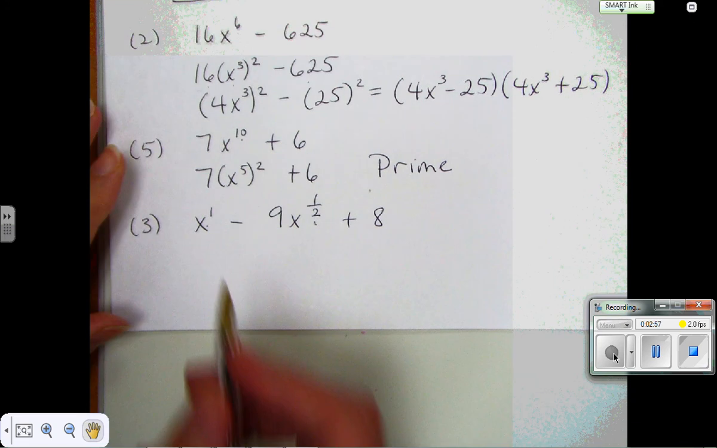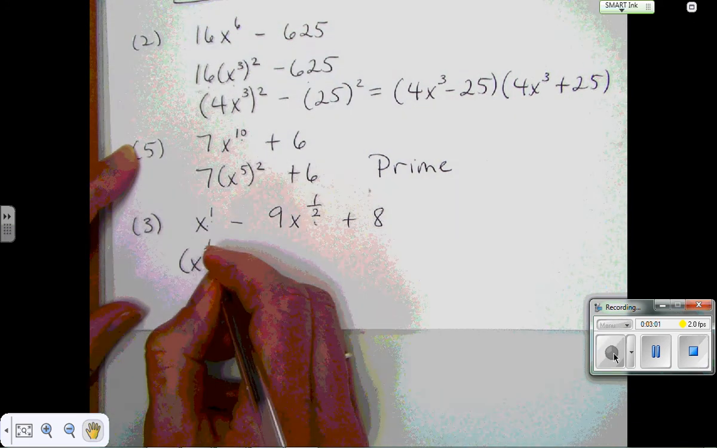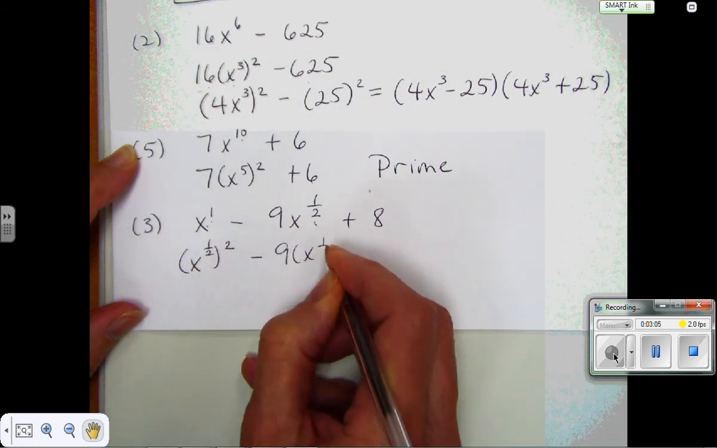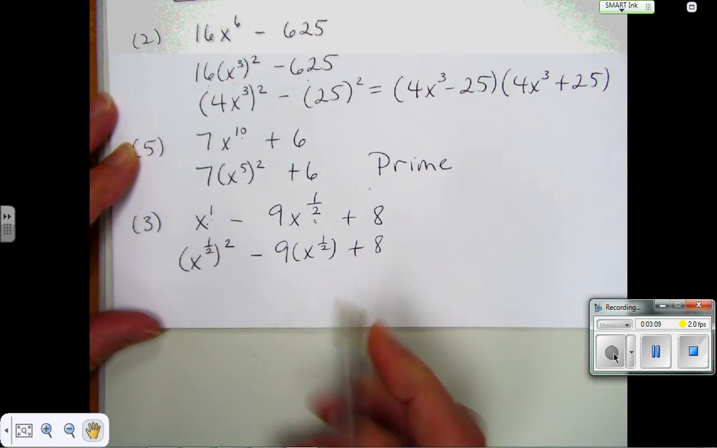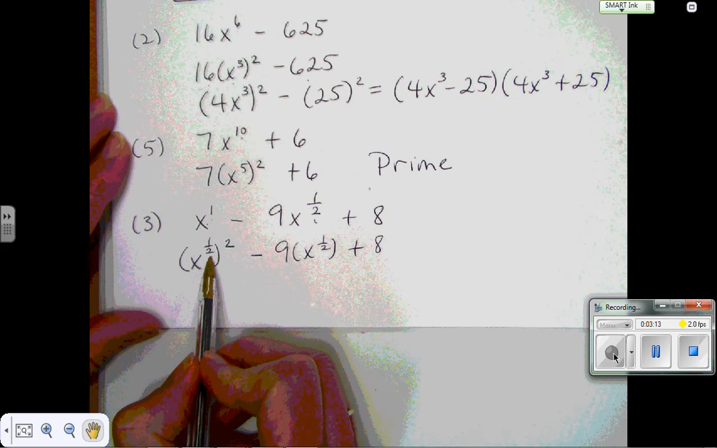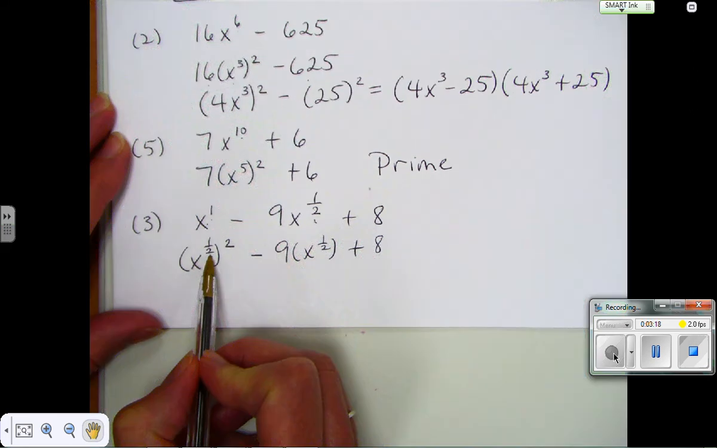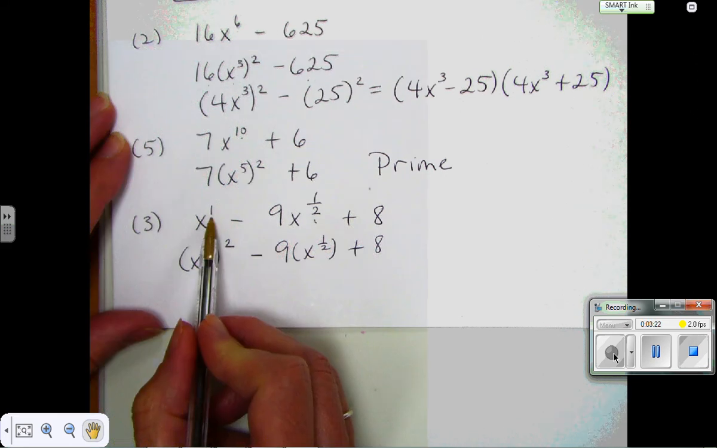So when I divide this exponent by 2, it's x to the 1/2 squared minus 9 times x to the 1/2 plus 8. Okay, so when I square that 1/2, remember when you raise a power to a power, you multiply them together, and 1/2 times 2 is going to be 2 over 2, so that would give you back the exponent that we had in the beginning. And let's go ahead and factor this.